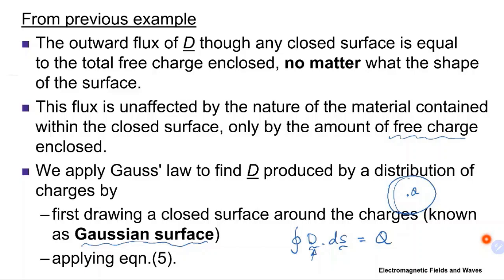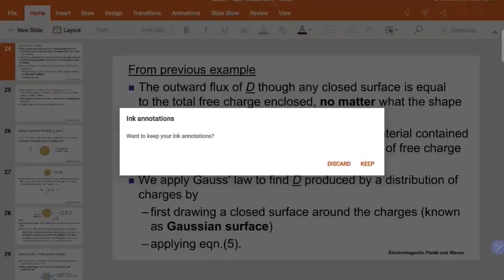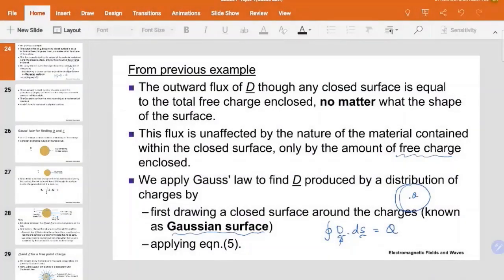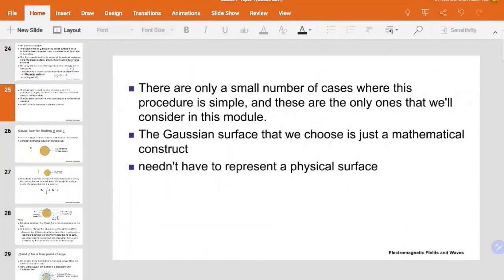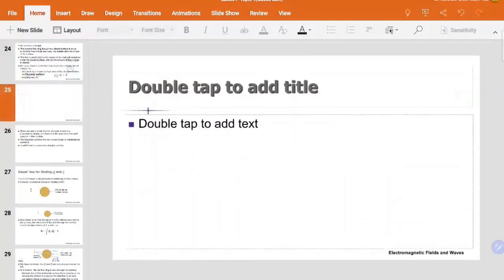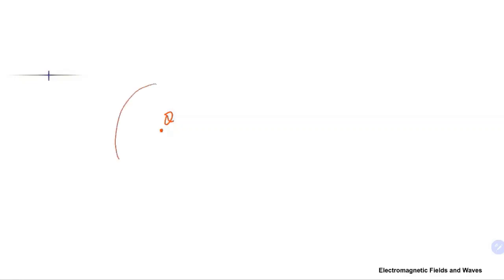Let me try to illustrate this a little bit more, and that leads to how you choose a Gaussian surface. Okay, if I have a point charge Q, and I draw a Gaussian surface, which is a sphere.